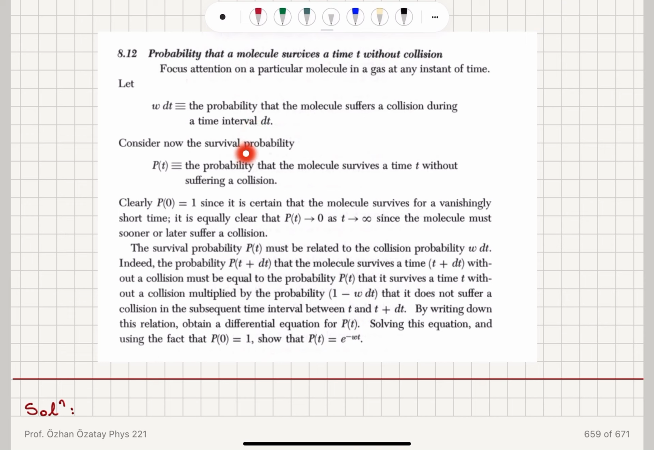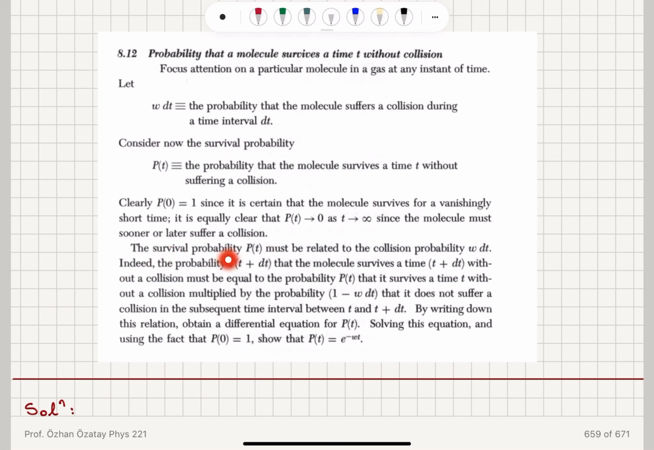Consider now the survival probability P of t, which is defined as the probability that the molecule survives a time t without suffering a collision. Clearly, P of 0 is equal to 1. At time t equal to 0, there is no collision, since it is certain that the molecule survives for a vanishingly short time. It is equally clear that P of t goes to 0 as t goes to infinity, since the molecule must sooner or later suffer a collision.